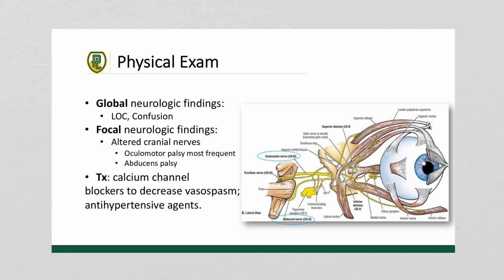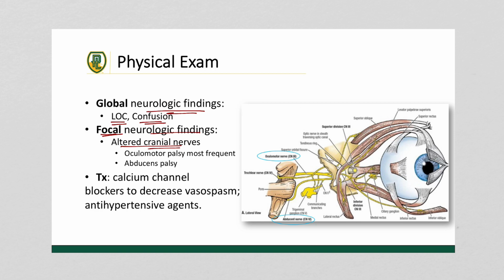Okay, so in our physical exam, some of the things that we want to do, at least until we can actually get a patient to a physician, we want to look at neurological findings, right? Loss of consciousness, confusion, and then focal neurological findings, the altered cranial nerves. Believe it or not, oculomotor palsy is most frequent, and so is abducens palsy, right? So just a quick kind of movement into a lateral direction to see if the eye is capable of doing that, then that's what we're going to do.